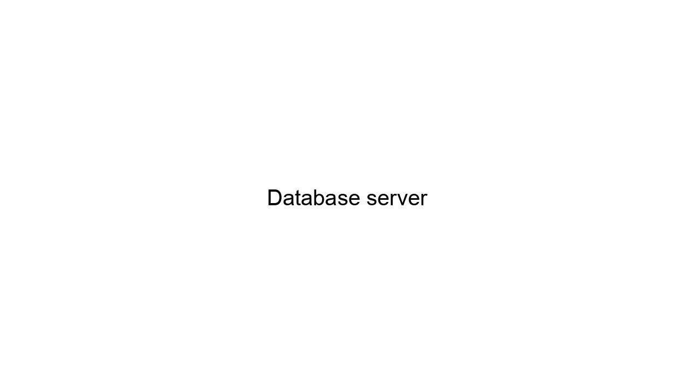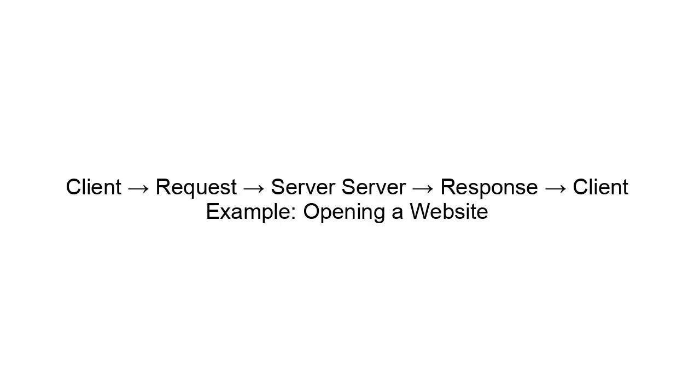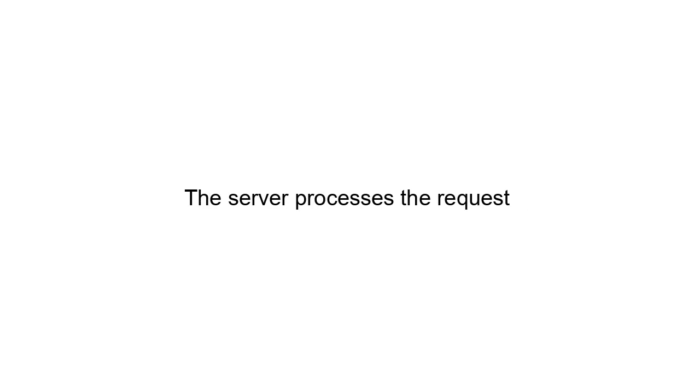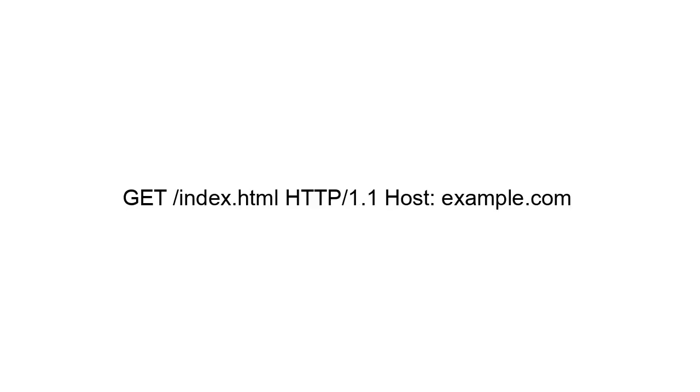Example, opening a website. When you open a website, your browser sends a request to the server. The server processes the request. The server sends back data. Your browser displays the web page. Example request. GET /index.html HTTP/1.1, Host: example.com. Example response. HTTP/1.1 200 OK, Content-Type: text/html. This communication happens using network protocols.